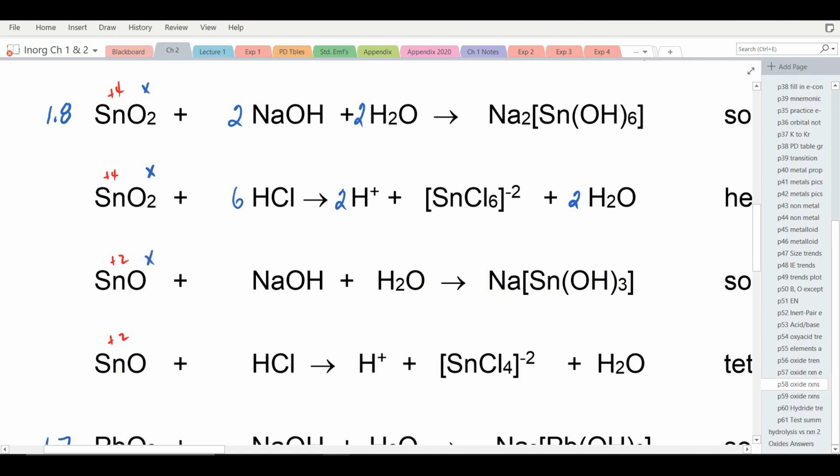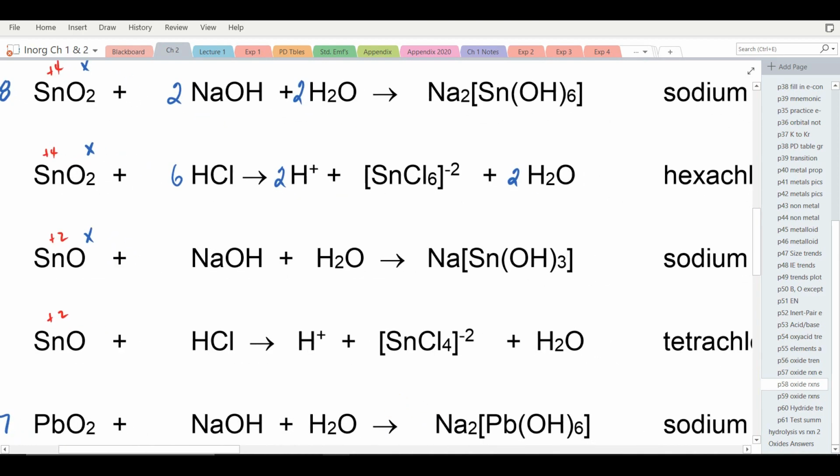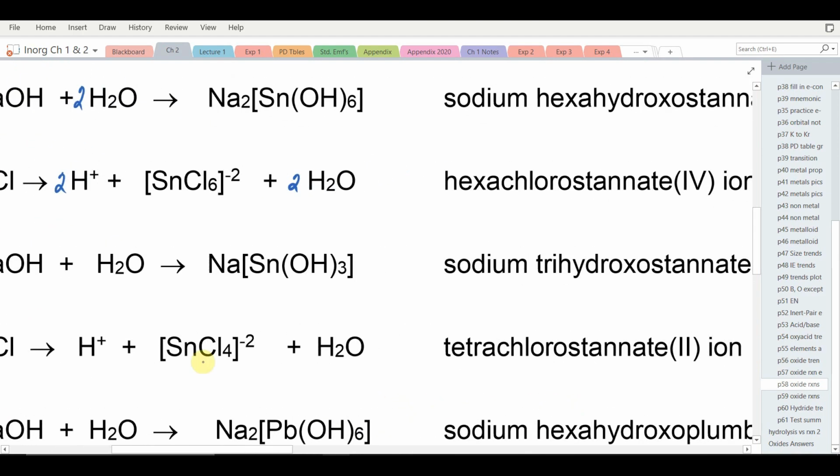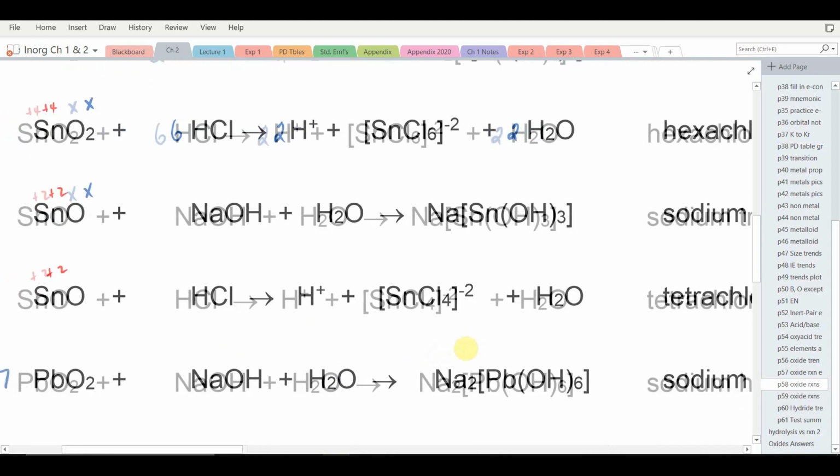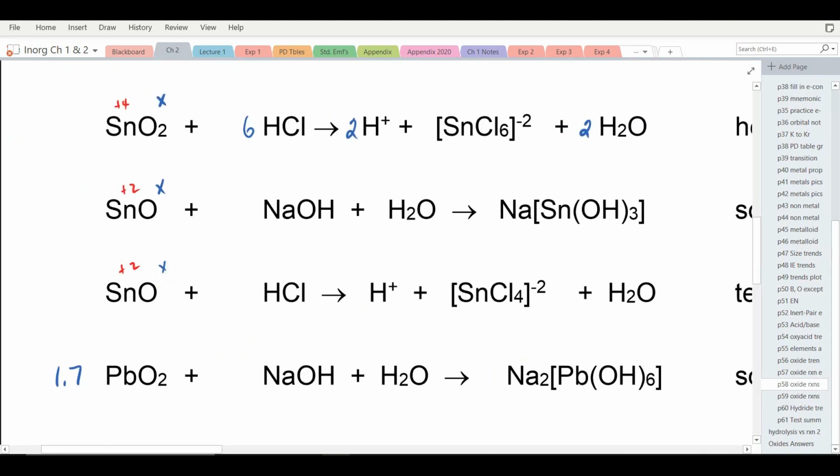Tin 2 oxide in HCl forms this species. It's tetrachlorostannate 2 ion. You're not responsible for memorizing that, but we can balance it. 4 chlorides on the right, 4 on the left. 1 oxygen here. We have 1 here. We have 4 hydrogens here. We have 2 here. We'll need 2 more. And that looks right. Plus 2 and minus 2 makes 0. Everything's balanced.